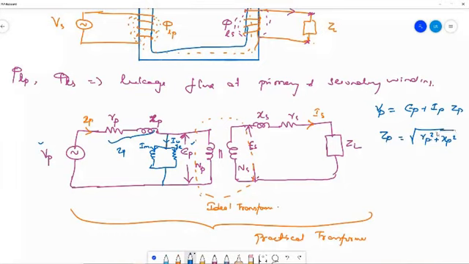XP square. In the same way, if you apply KVL here, you have VS to be nothing but ES minus, so this is the total voltage that is appearing here, and some of it is dropped across this XS and RS. So ultimately you'll be getting ES minus IS into ZS. So what is this ZS? Here I have actually neglected this component. ZS is equal to root of RS square plus XS square.